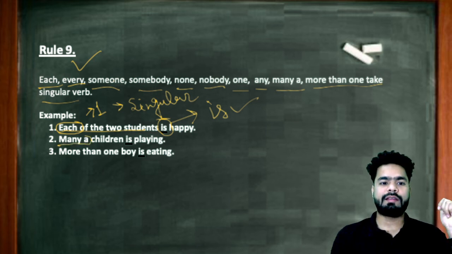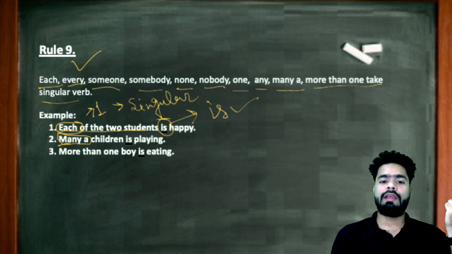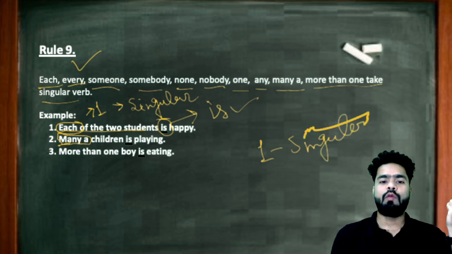Next, many a children. Many a means one. Many means more than one, which means we are talking about one out of many. One out of many. Again, we have only one subject, which means singular subject. When the singular subject is there, then we will use a singular verb, which is playing. Many a children is playing, not are playing. Okay, why? Our subject is singular, then the verb should also be singular.